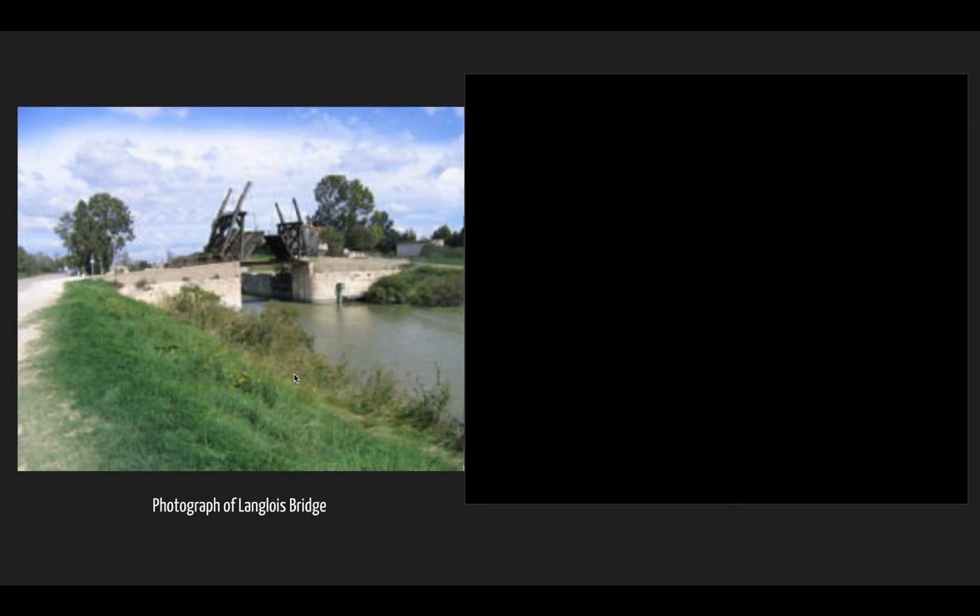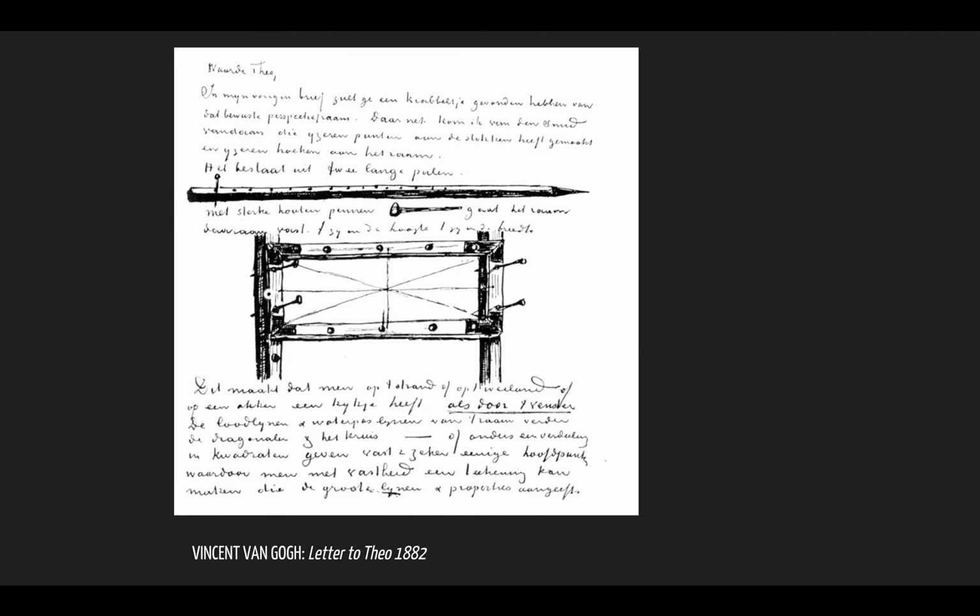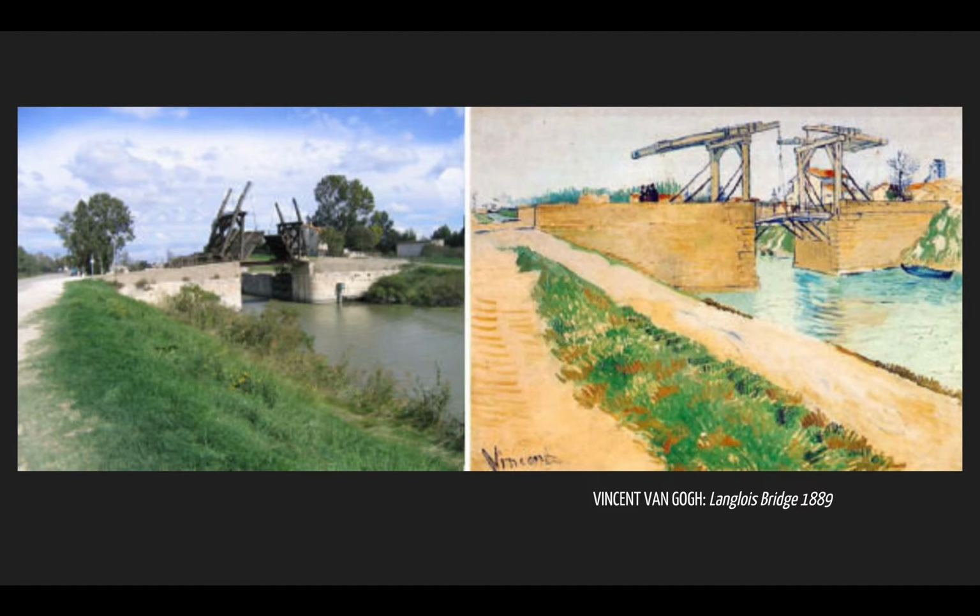On the left is an actual color photograph taken more recently of Langlois Bridge. Vincent van Gogh would go out and paint plein air, so outside, and in real life. I can't guarantee, I cannot confirm that he used his drawing machine, but the letter is from the year 1882, and this painting is from 7 years later in 1889. So 7 years later, he probably is pretty good and pretty quick at using his drawing machine, so he might have used it for this painting.